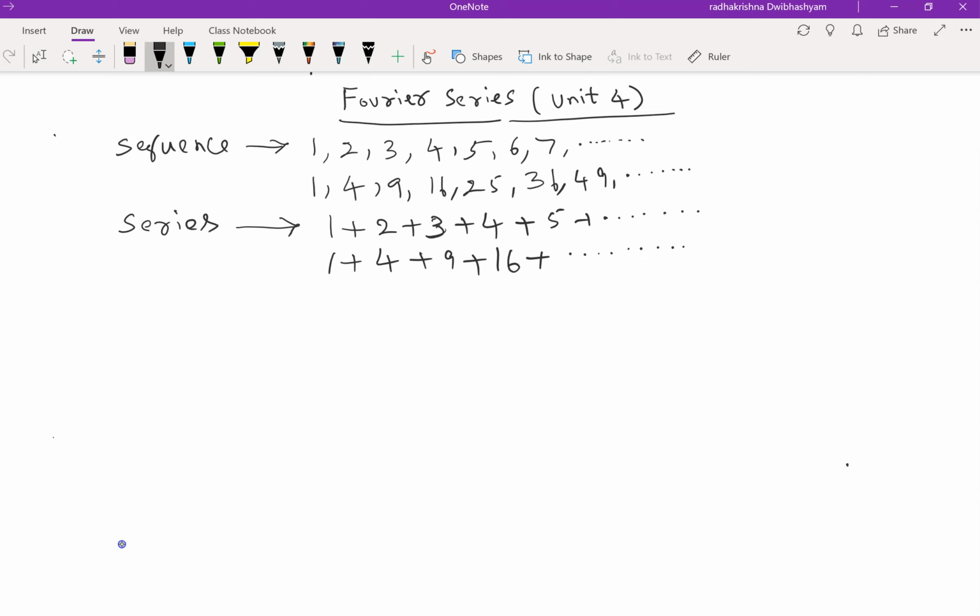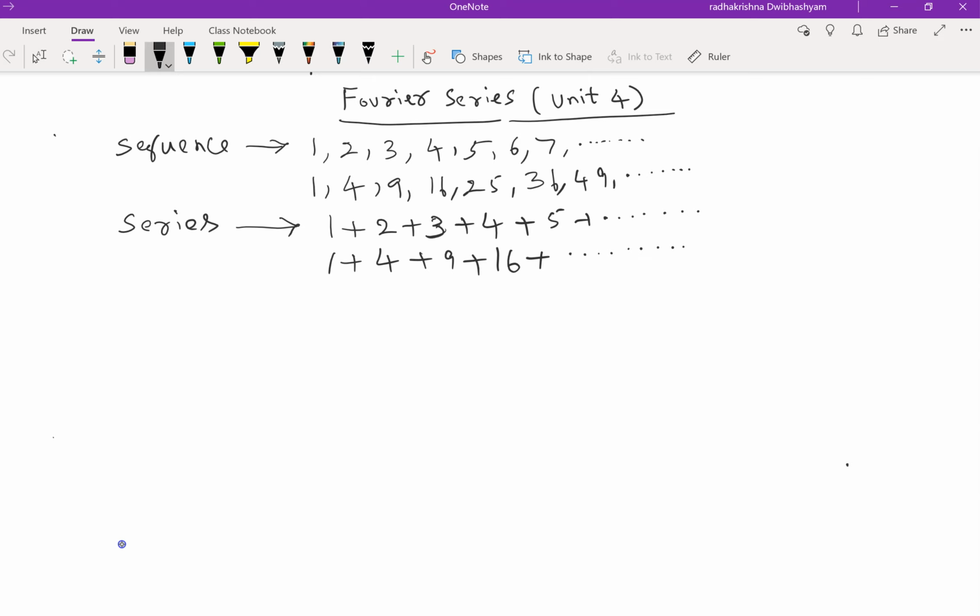Now, already we are familiar with the Maclaurin series and Taylor series we studied in the first semester. So what is the need of this Fourier series? Again, we already have the Taylor series and Maclaurin series. So what is Taylor series? What is Maclaurin series? Here, sequences and series.